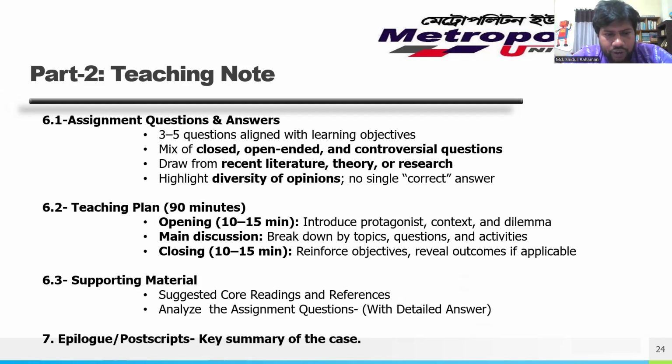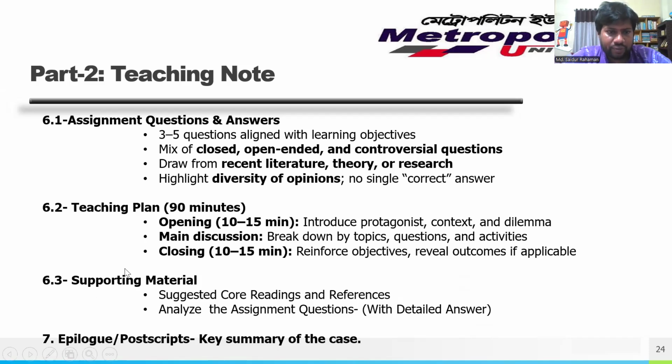Later on, the next point is supporting materials. You must address in your teaching note the suggested core readings and the references. What are the different sources the students or learners can get knowledge from? And then finally, analyze the assignment questions.